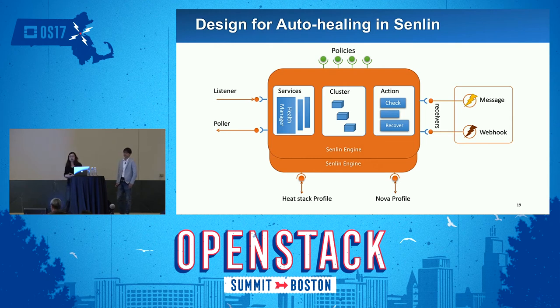And we have policies. The policy can help customize and control the placement and the health management part. And last but very important, Senlin actually provides a framework to manage different types of objects. We can support the Heat stack, also Nova, the physical host, and the container, of course. That means we can manage no matter what type of object and attach the health policy to it, and then manage the health and auto-healing.